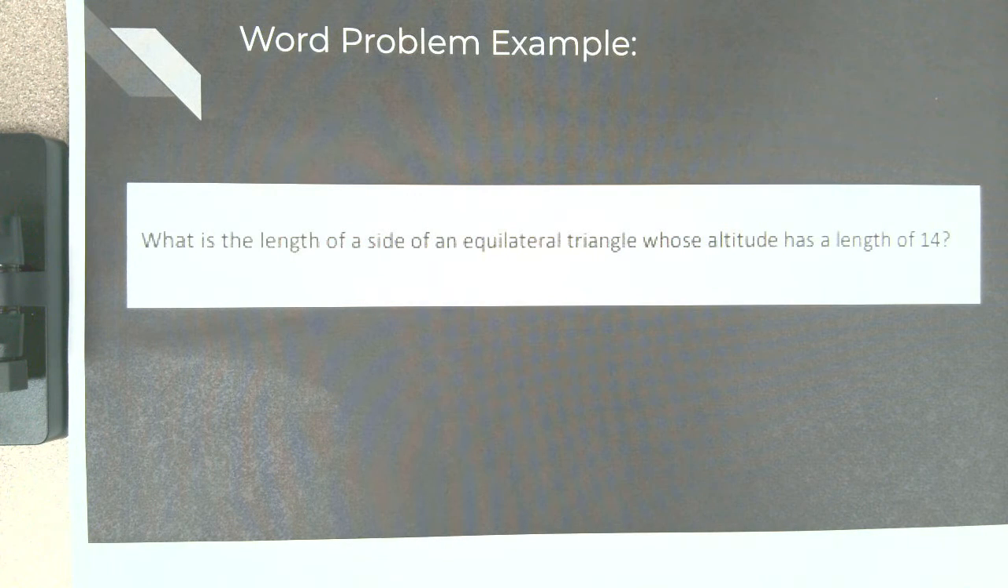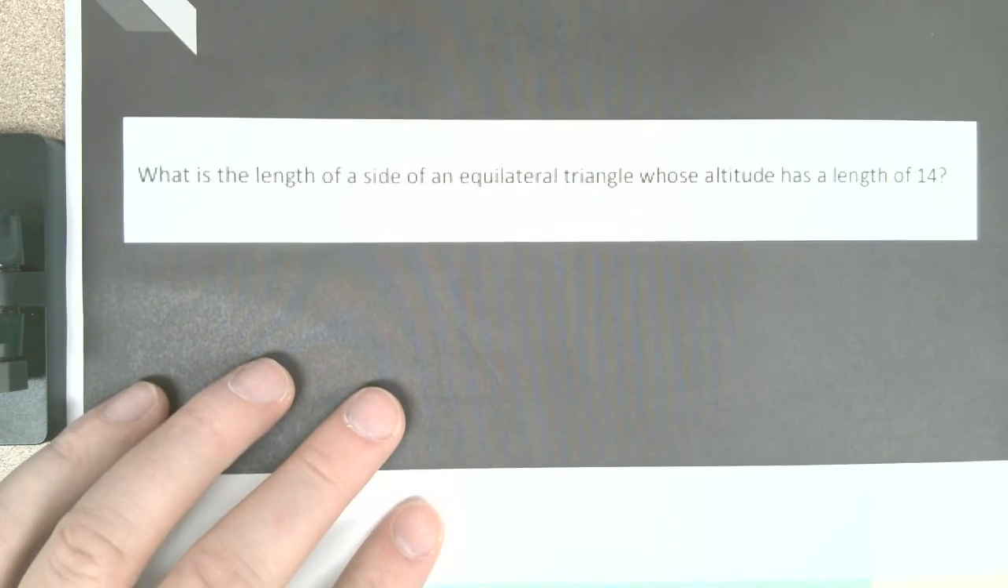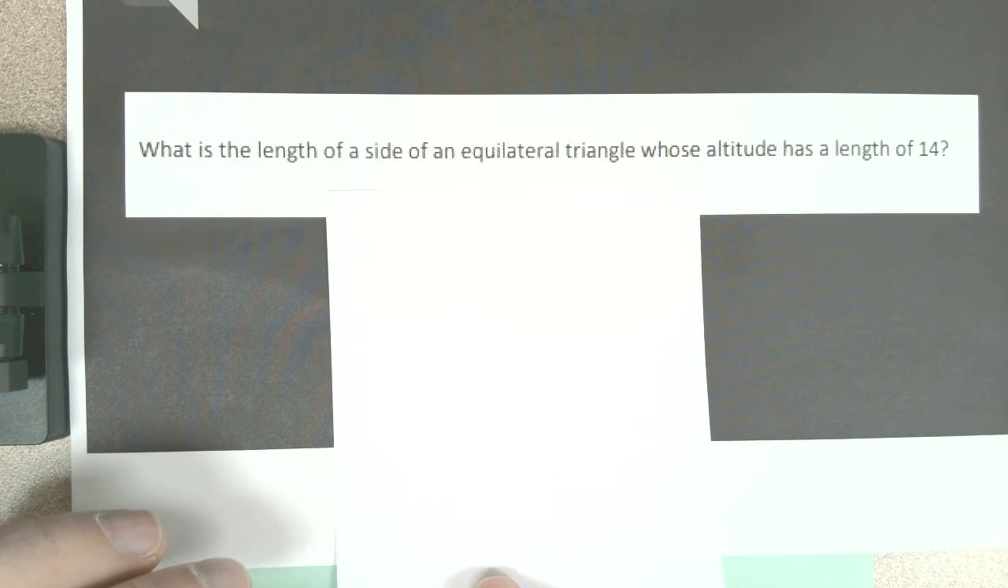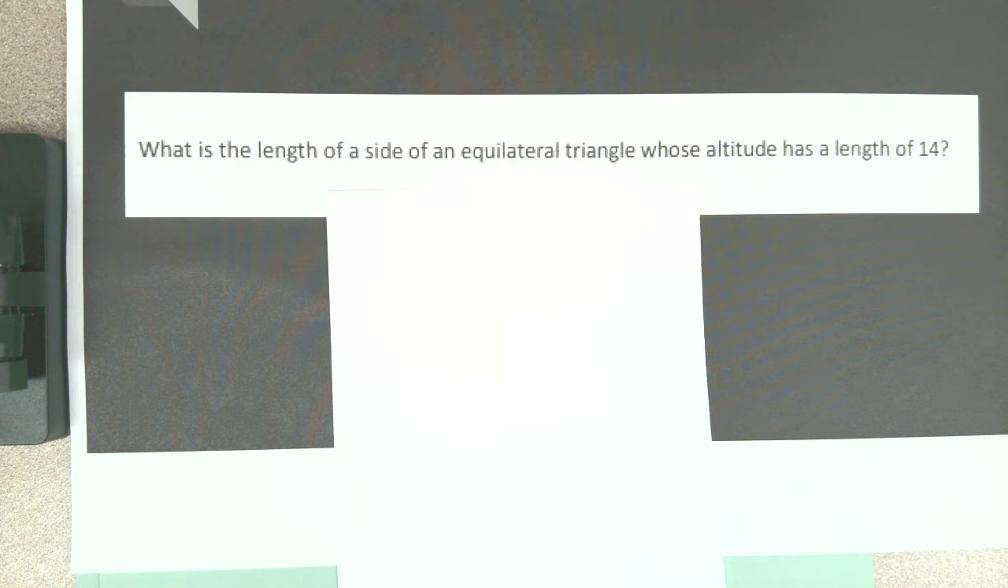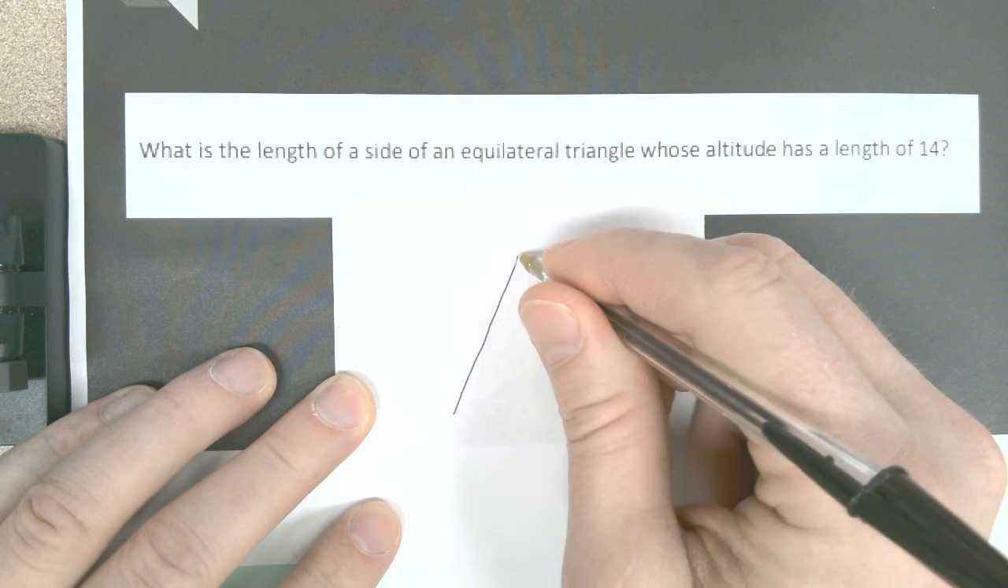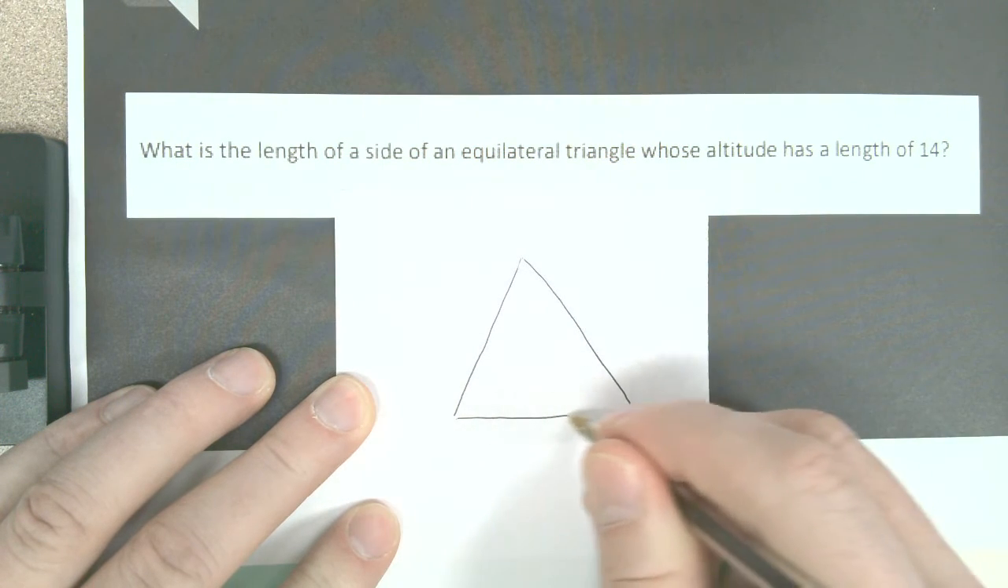So in this problem, here's what it says. What is the length of a side of an equilateral triangle whose altitude has a length of 14? So again, first thing we want to do is draw our picture. I know a lot of you like to do your problems without writing anything down. Okay, these aren't problems you're going to be able to do without drawing the picture. So we want to draw an equilateral triangle. Remember, that's a triangle with three sides all the same.